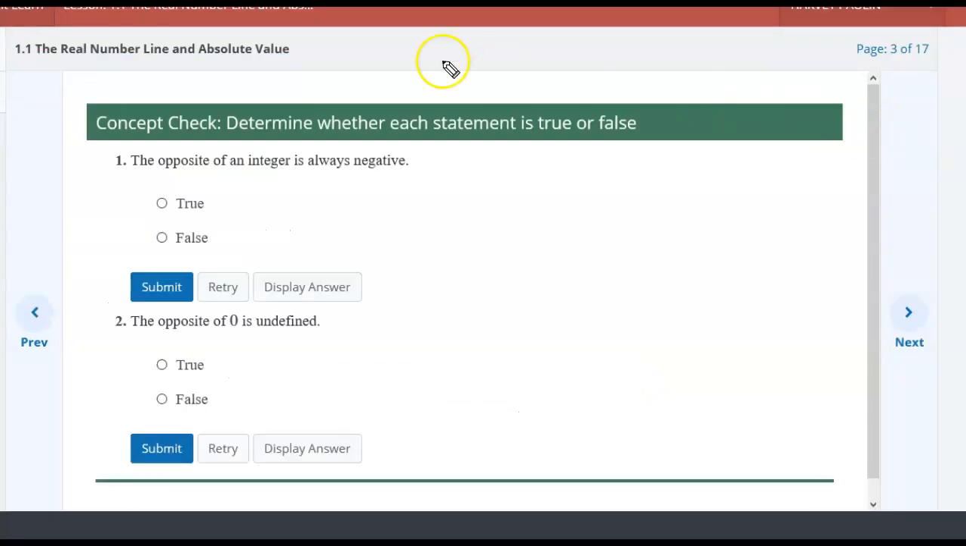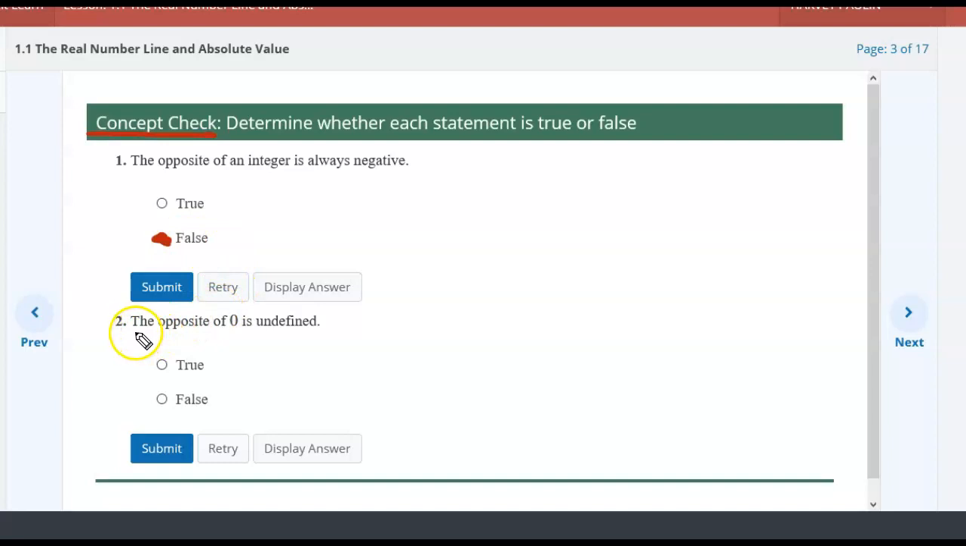Now in your notes, you're going to write concept check. And you should write these out. The opposite of an integer is always negative. Now think about that and what we've just mentioned. Is this going to be a true statement or is it false? Can you find one example where it's false? Then it would be false. Well, if the number itself is negative, then its opposite is going to be positive. So this would be false.